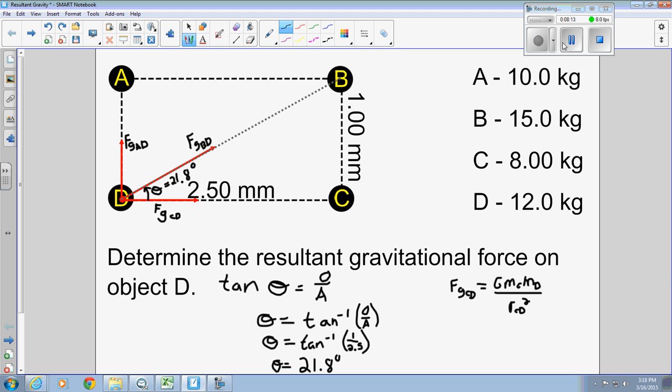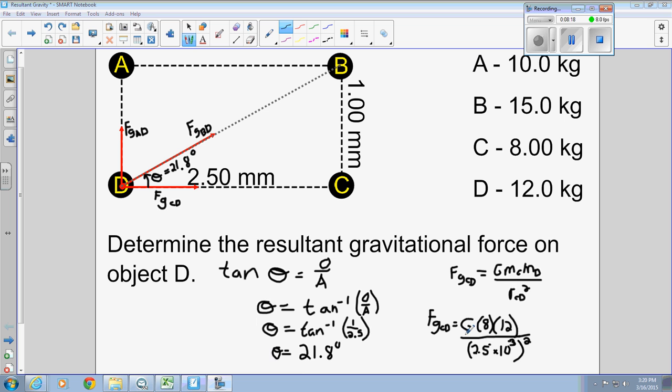And if we plug all those numbers in, we will find we have G, the gravitational constant, times 8 times 12. 8 is the mass of C, 12 is the mass of D, all over 2.5 millimeters, which is 2.5 times 10 to the negative 3 squared. And we're changing that times 10 to the negative 3 to change the units to meters. And we can calculate. I'm going to leave G out of this for now. We're going to leave this in terms of G.